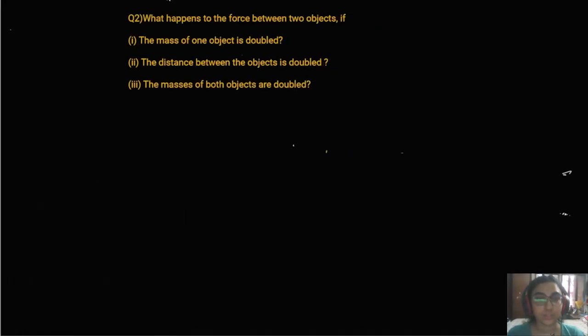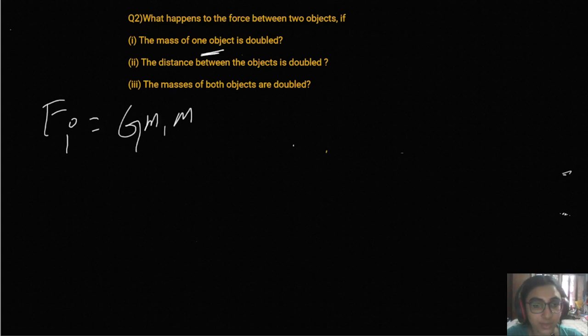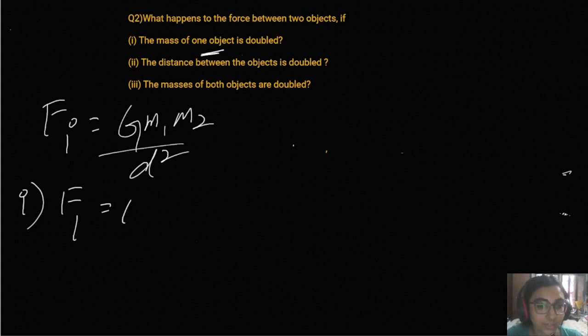So the next question here is similar to the first question only. What happens to the force between two objects when the mass of one object is doubled? Okay, so let's first again write the initial G m1 m2 by d square. Now in the first part, if the mass of one of them is doubled, we can write it as G m1 into 2 m2 by d square.